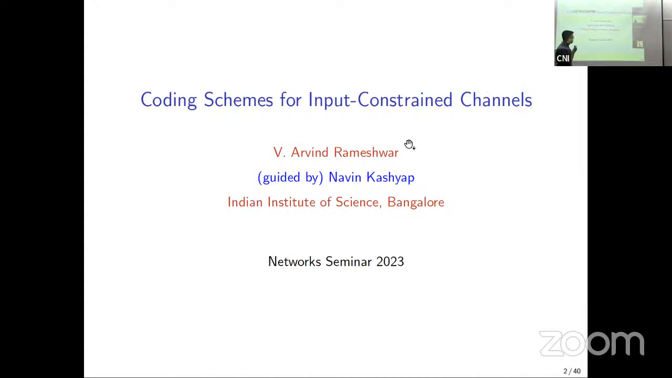So the title of this talk is Coding Schemes for Input Constrained Channels. And all of what is going to be presented here is joint work with my advisor at IISc. In this talk, we'll be seeing certain very specific things at the outset, and then we'll gradually try to make things more general as the talk progresses. There are many very lofty goals that we are trying to address in this talk. We'll see how much progress we can make as we go.